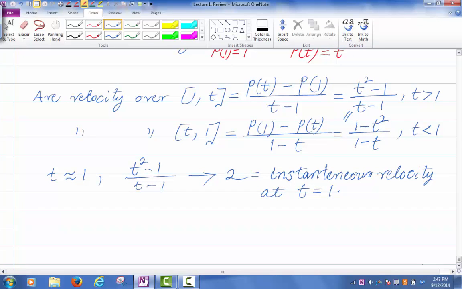what it means to say that the ratio approaches 2, more precisely, is that I can make the average velocity, being the ratio, as close to 2 as I want to by picking time close enough to 1. By picking any time close enough to 1, I can make that average velocity as close to 2 as I want to. And because of that, 2 should be the instantaneous velocity.